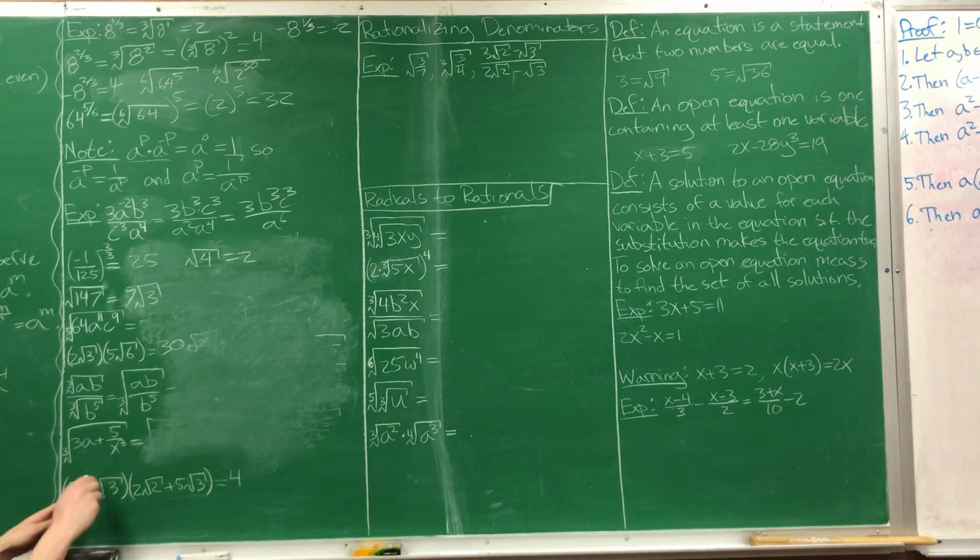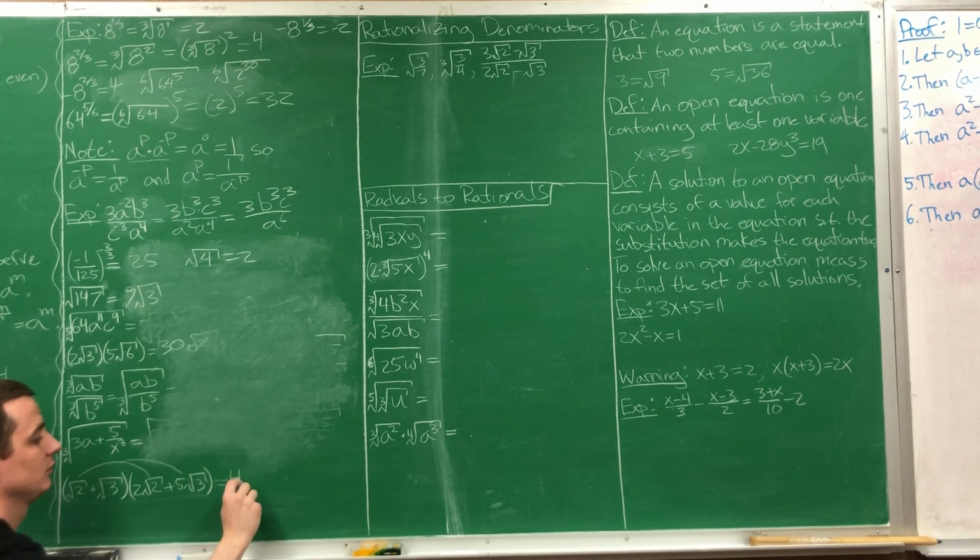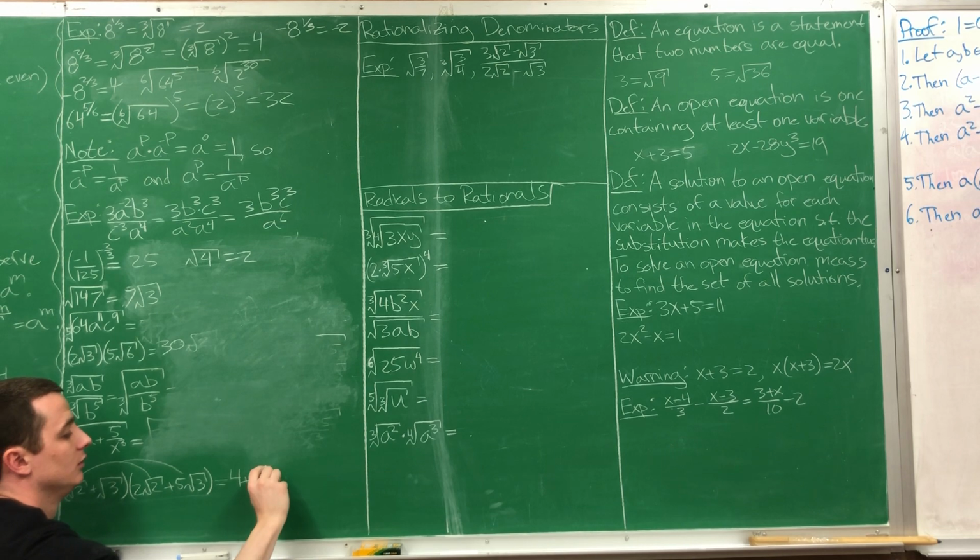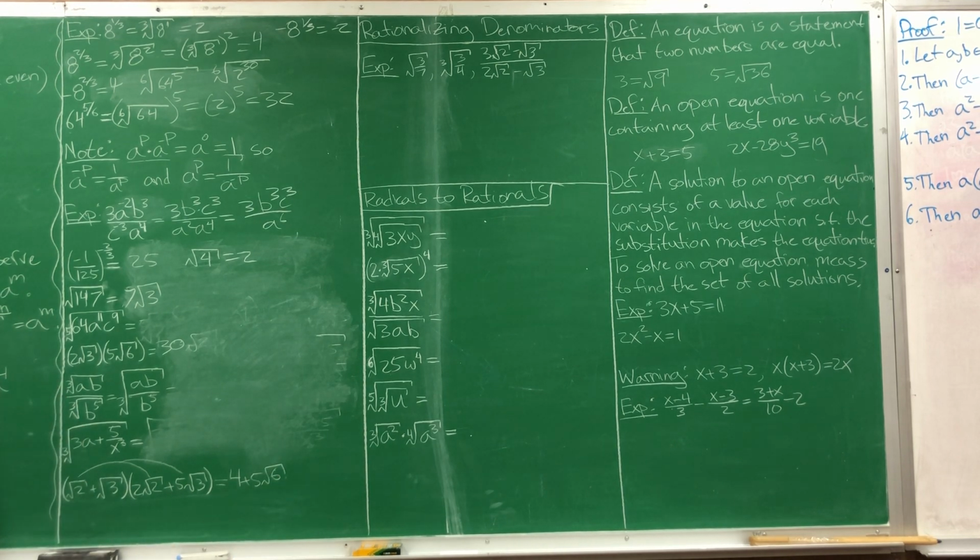All right, so we did this into this, now let's do this into this. Square root of 2 times 5 square root of 3 gives me 5 square root of 6. Remember that a product of square roots is the same thing as the square root of the product. So square root of 3 times the square root of 2 is the same thing as just the square root of 6.